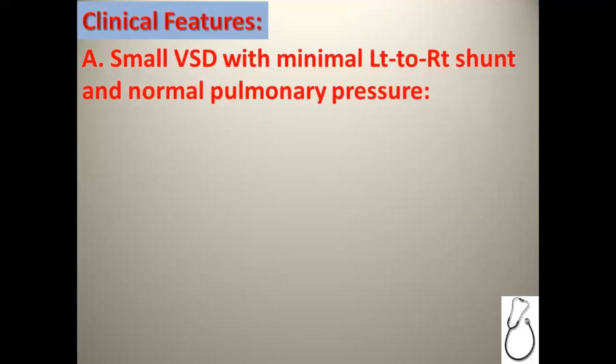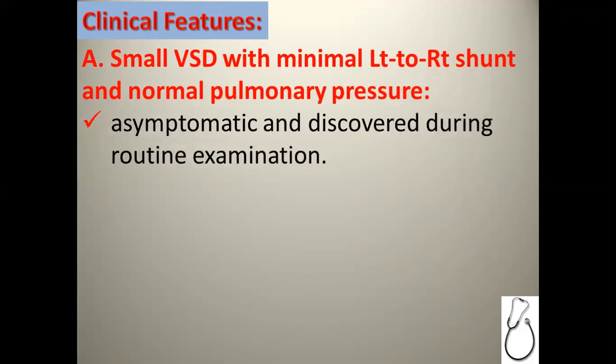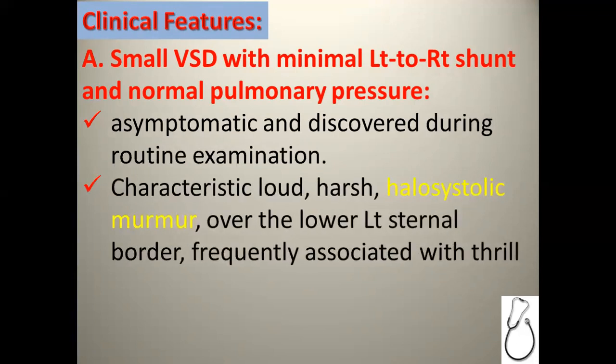Clinical features: small VSD with minimal left to right shunt and normal pulmonary pressure will be asymptomatic and discovered during routine examination. Characteristic: a loud, harsh, hollow systolic murmur over the lower sternal border, frequently associated with a thrill.